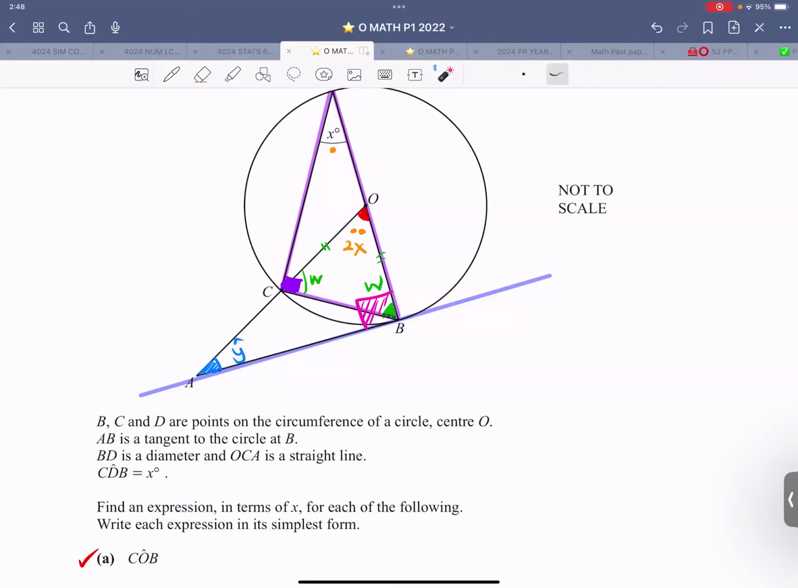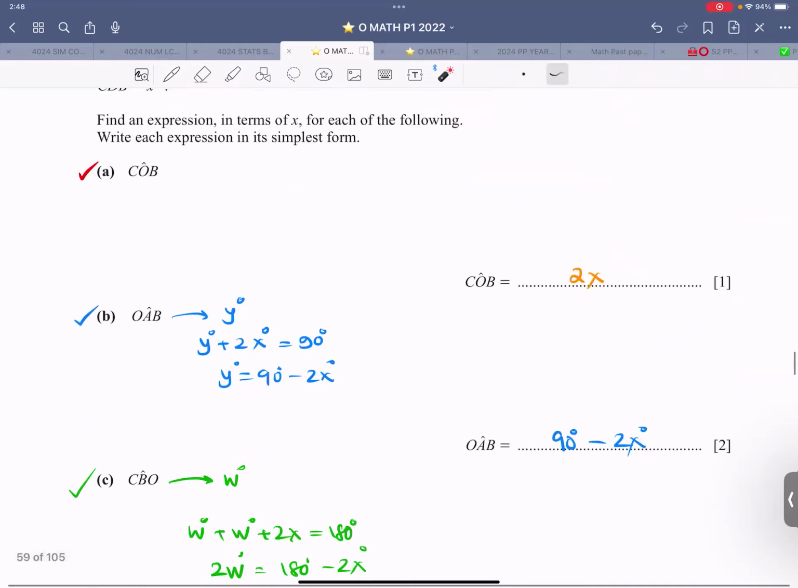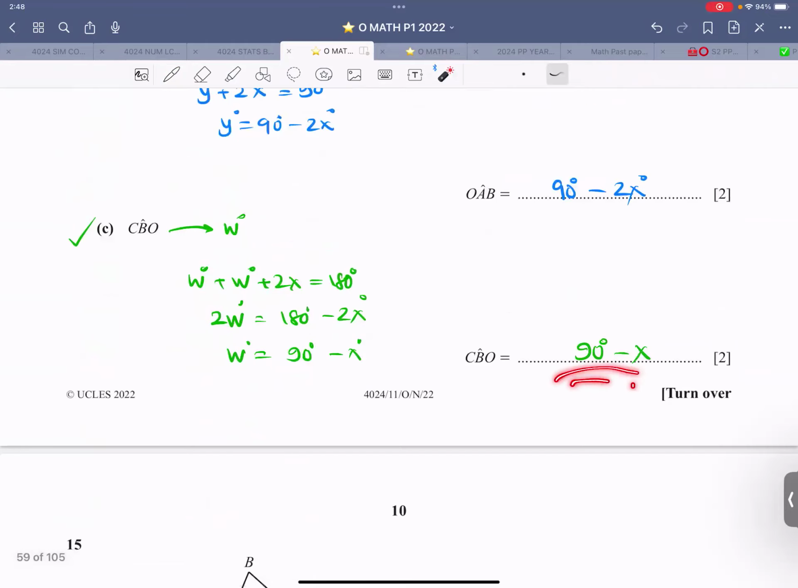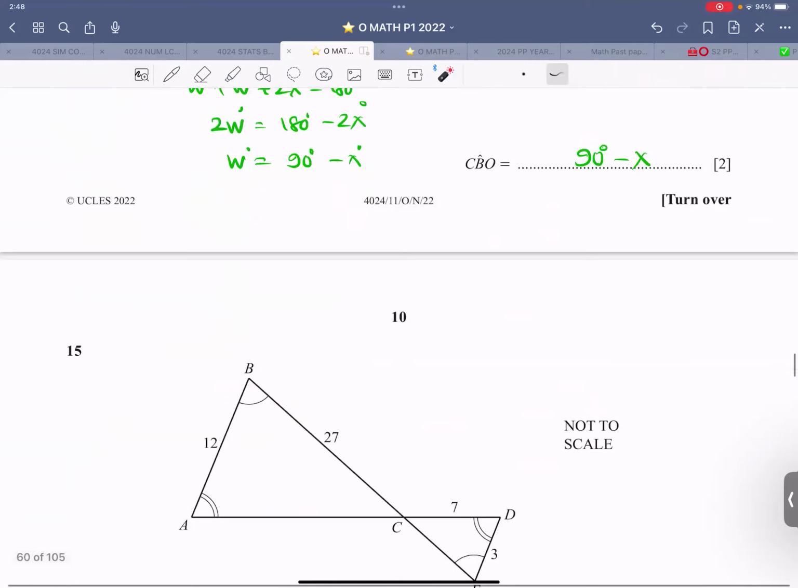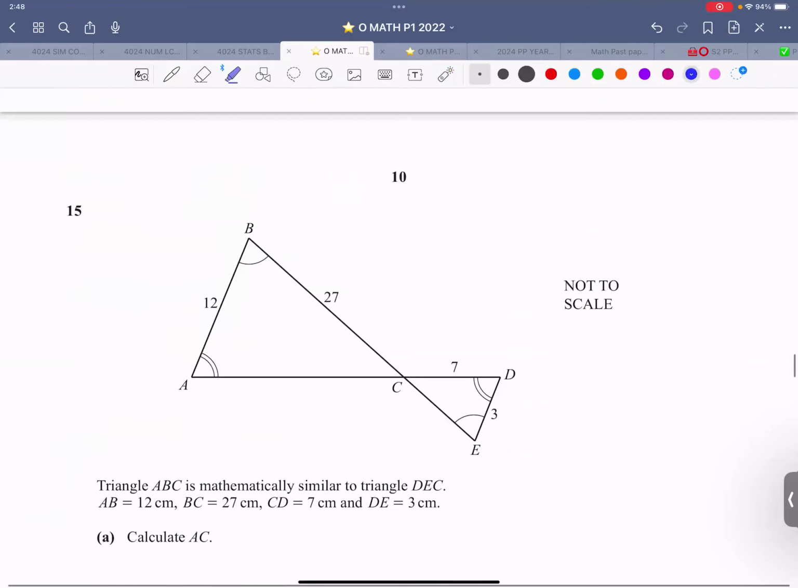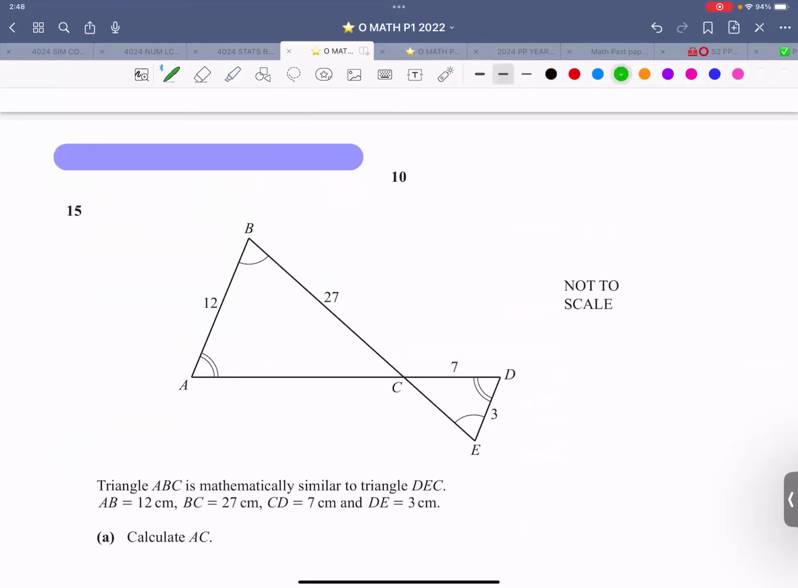Alternatively, if we focus on this purple triangle, W plus X plus 90 is 180, so W plus X is 90. So W is again 90 minus X. That's all good, all clear. So that is 14 questions. Let me do one more and then I'll record the time.